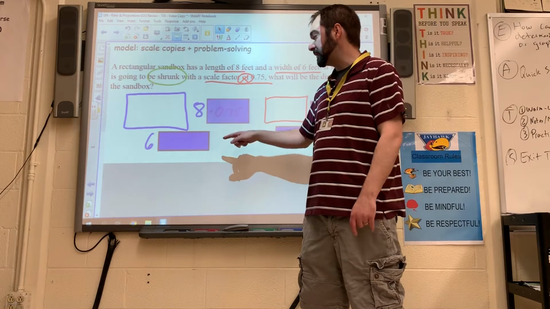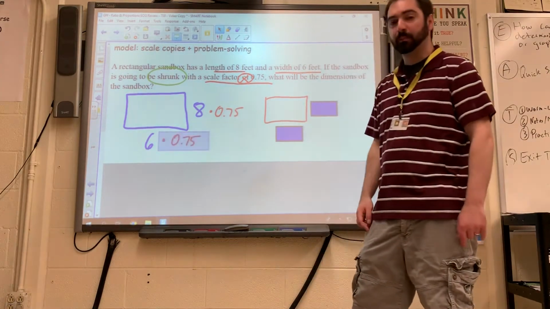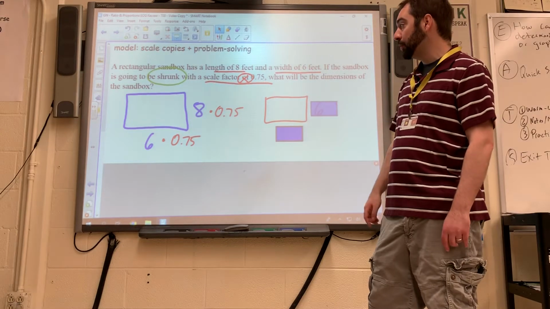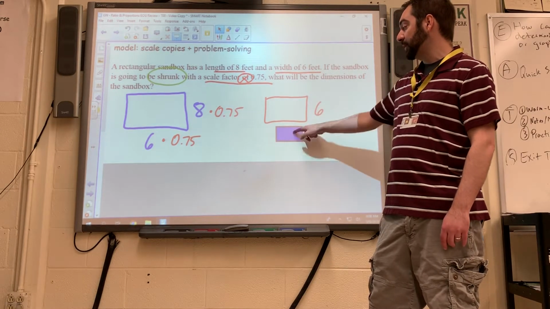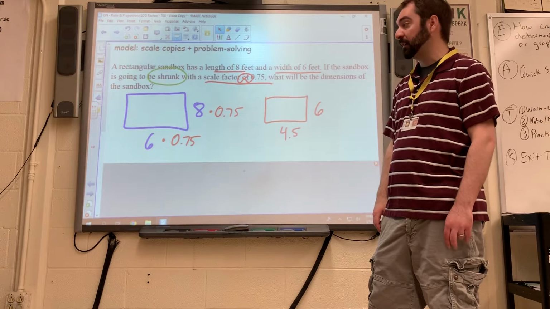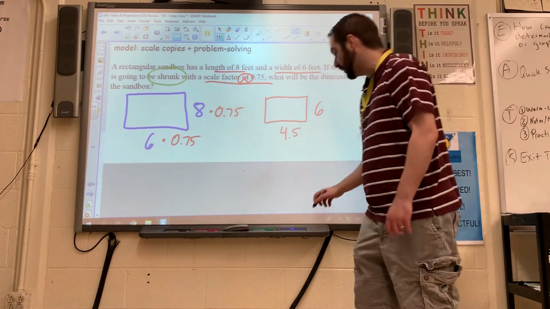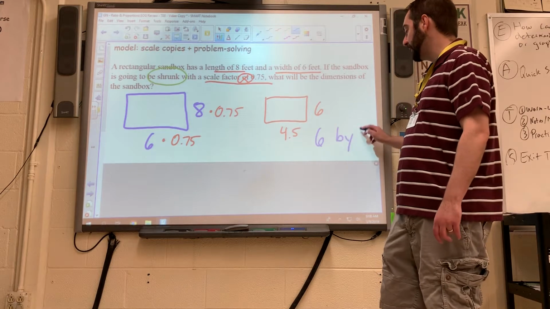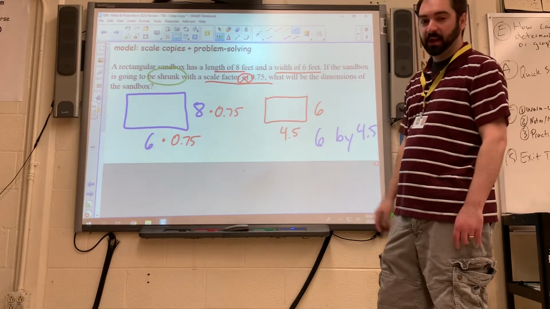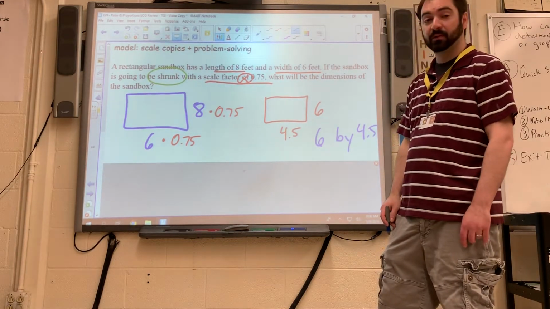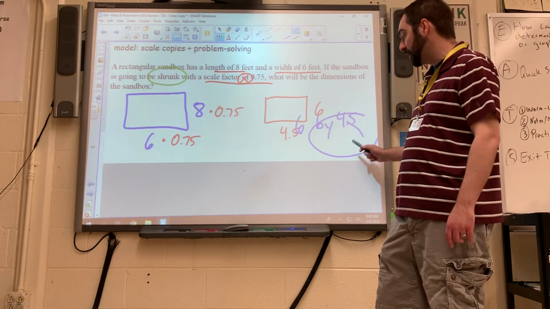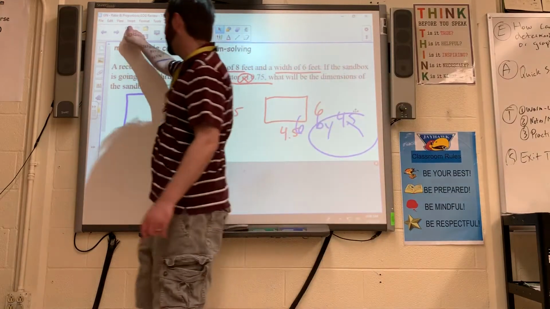So 8 times 0.75 and 6 times 0.75 will give us our new dimensions. The new length will be 6, the new width will be 4.5. So right there are our answers. On the EOG or a test or quiz, it would look something like 6 by 4.5, and sometimes they put a little times sign there to stand for the word "by." That's what it would look like if it just asked for the dimensions. The board got a little crazy right there.